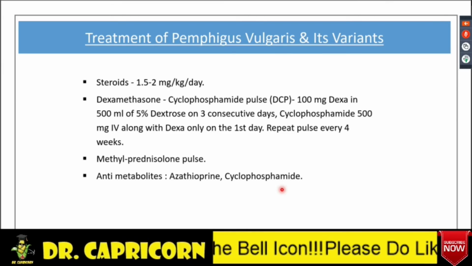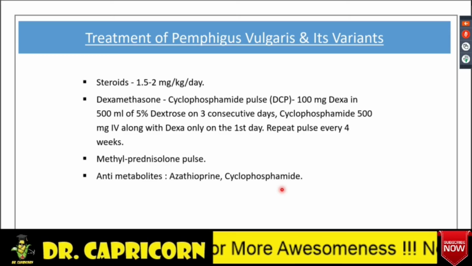So you give pulse steroids, that means you give supraphysiological doses of steroids on 2-3 days in a month, so that the anti-inflammatory effects of steroids are there, but the side effect of suppression of the hypothalamic pituitary axis is not there. The dexamethasone cyclophosphamide pulse was first given by Dr. Pasricha: 100 milligram of dexamethasone in 500 ml of 5% dextrose on 3 consecutive days in a month. You give cyclophosphamide 500 milligram IV along with the dexamethasone pulse, preferably on the second day.